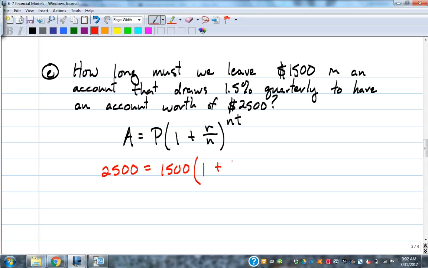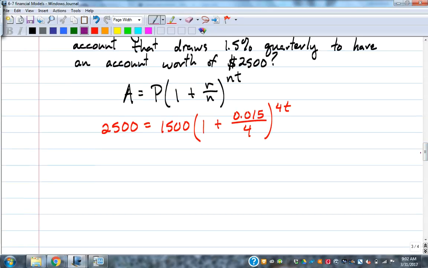1 plus 0.015. Quarterly is how many times a year? 4. Our exponent here is 4t. We don't know what t is. So we want to solve this for t. So there's multiplication going on here, so I'm going to undo that by division. It'll be 5 over 3.